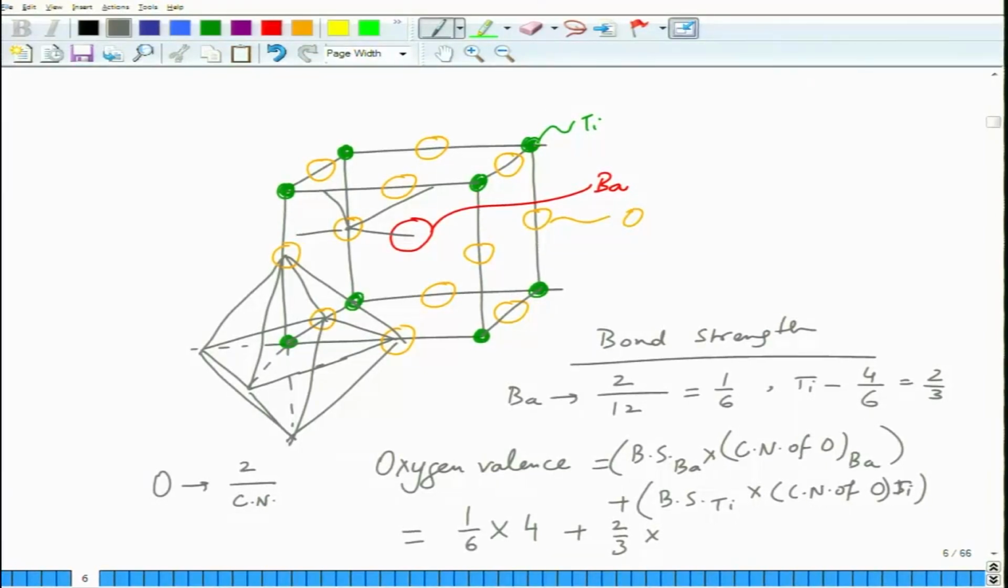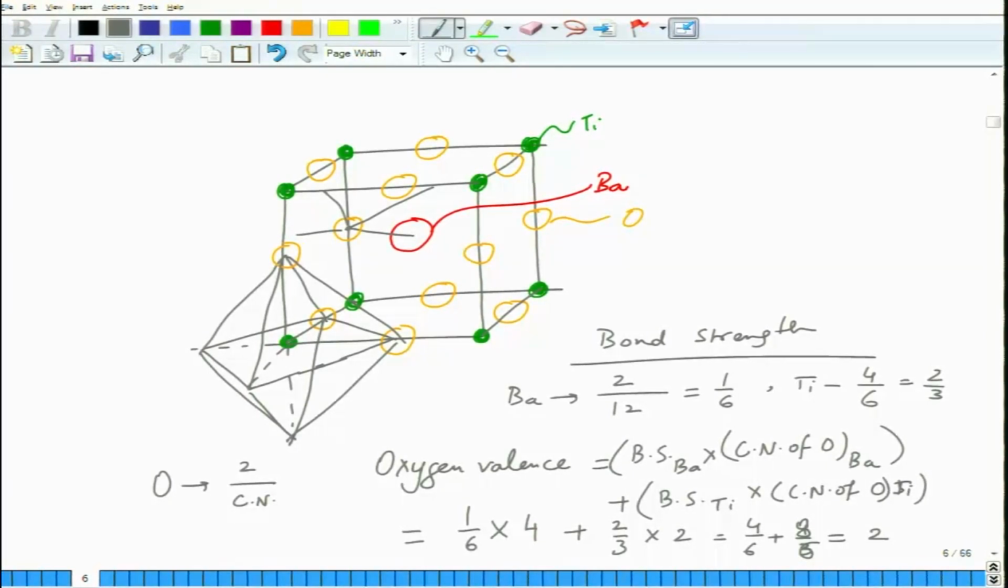This is oxygen, one on this side, one on that side, only 2, right? Is that right? So this is 4/6 plus 4/3, which is nothing but 8/6. So this becomes 2, and oxygen valence is 2.